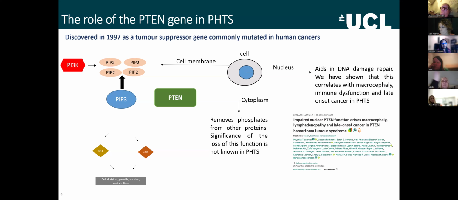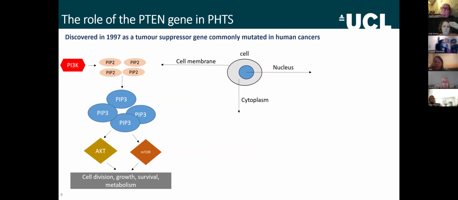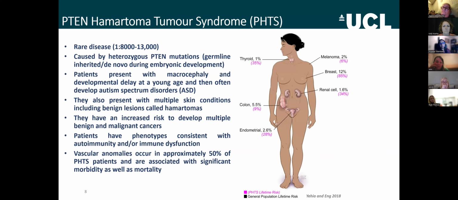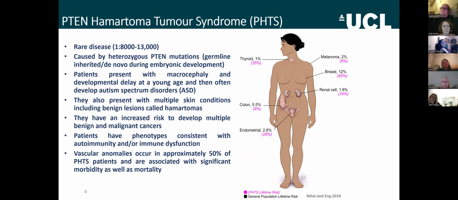Yes, so earlier when I presented the slide on the different symptoms of PHTS, not all patients get all the symptoms, and this list is not exhaustive. You've absolutely got it, these are what we call some of the most common things that we see in PHTS patients. But there are loads of other things.